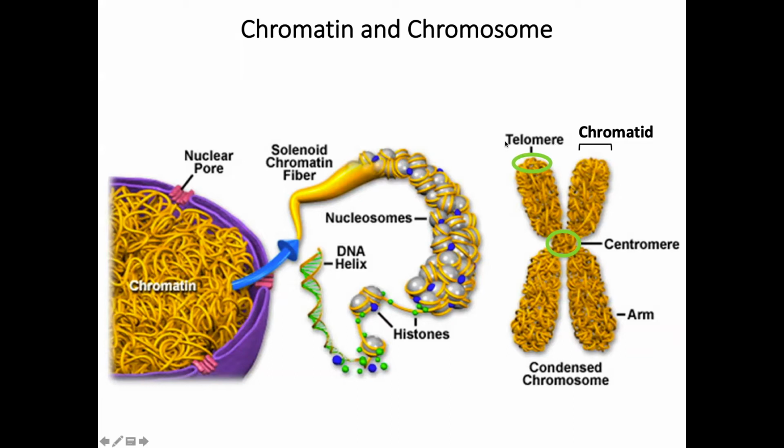Second is a telomere. So telomere is a region at each end of the chromosome and protects the end of the chromosome from deterioration or from fusion with neighboring chromosomes. The third one is called a centromere. So centromere is the region that joins the two sister chromatids or each half of the chromosomes. During mitosis, the spindle fibers attach to the centromere.